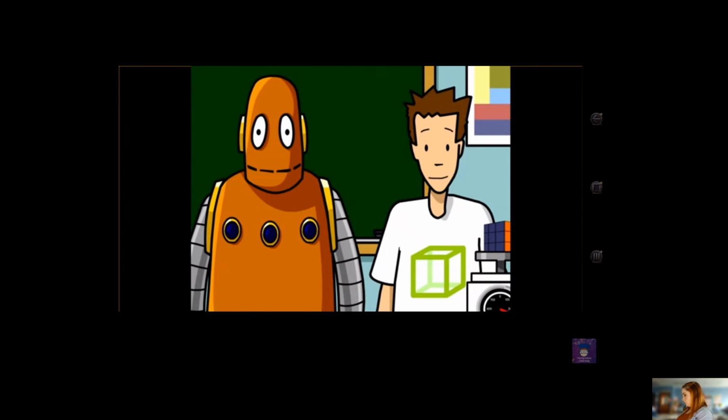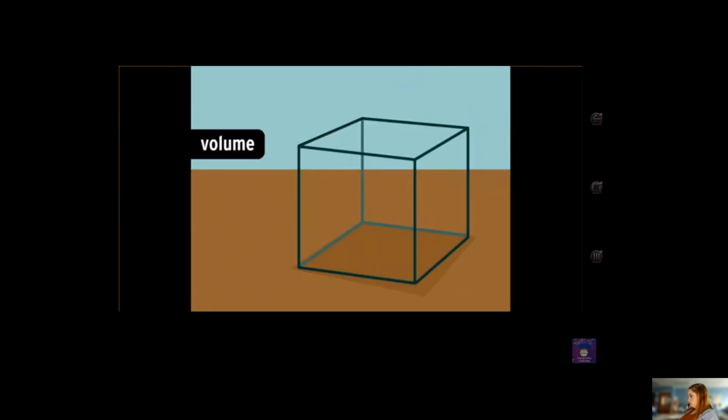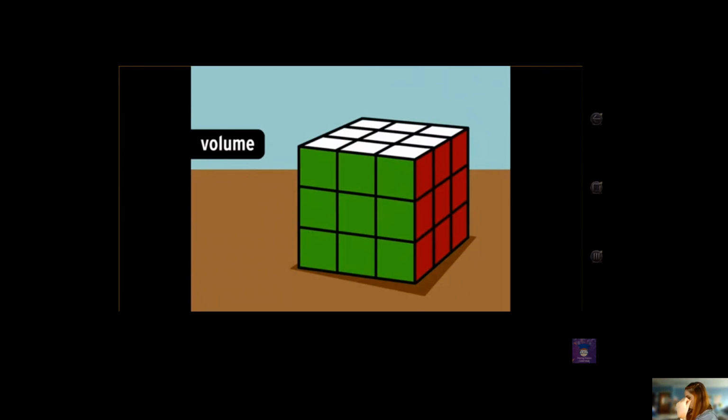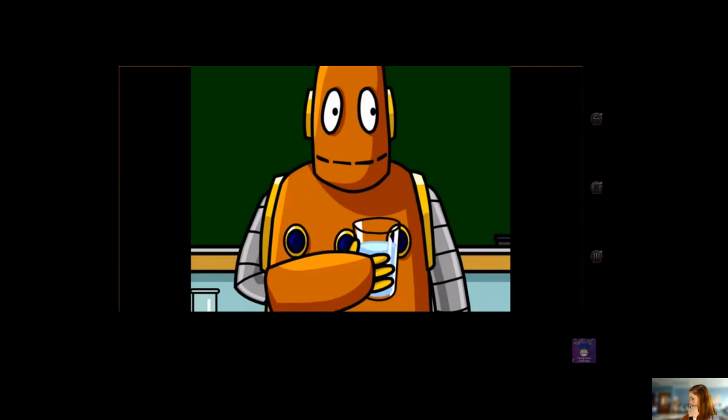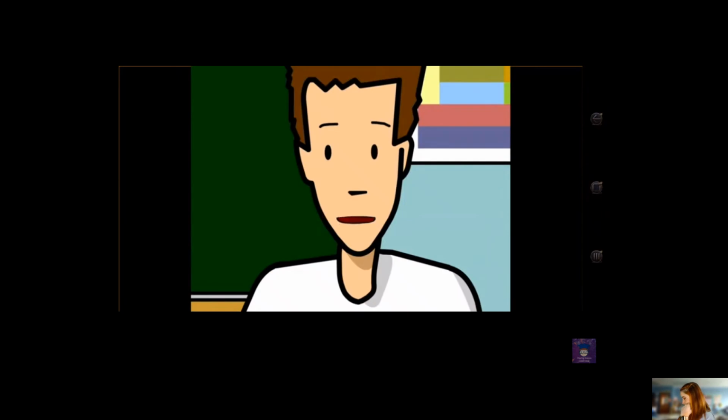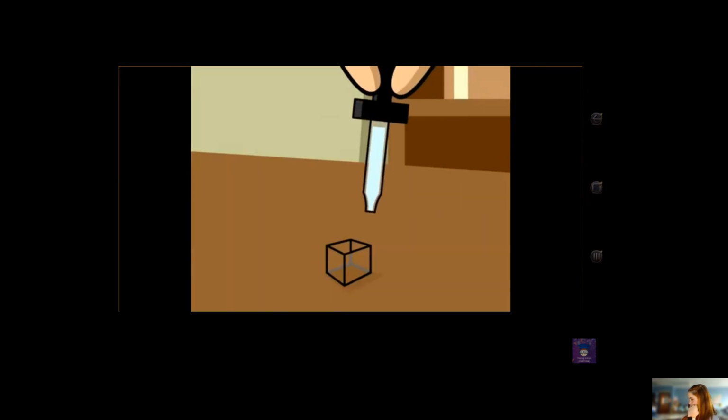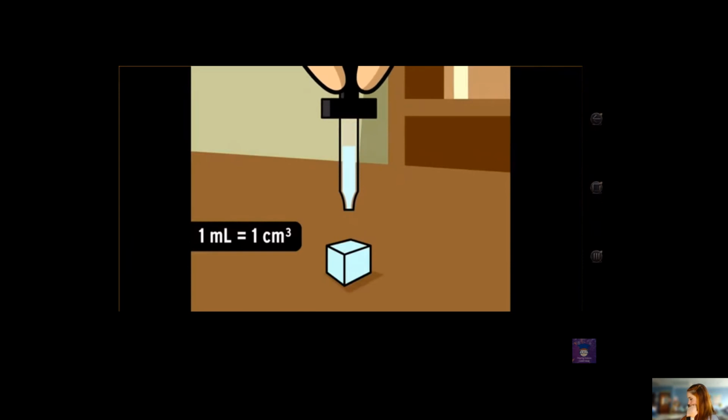Now to volume. The cube's volume is a measure of how much space it takes up. Since this object is a solid, the volume is measured in cubic centimeters, and you can calculate it by multiplying its length by its width by its height. Well, liquid volume is measured in liters. 1 milliliter takes up the same amount of space as 1 cubic centimeter.